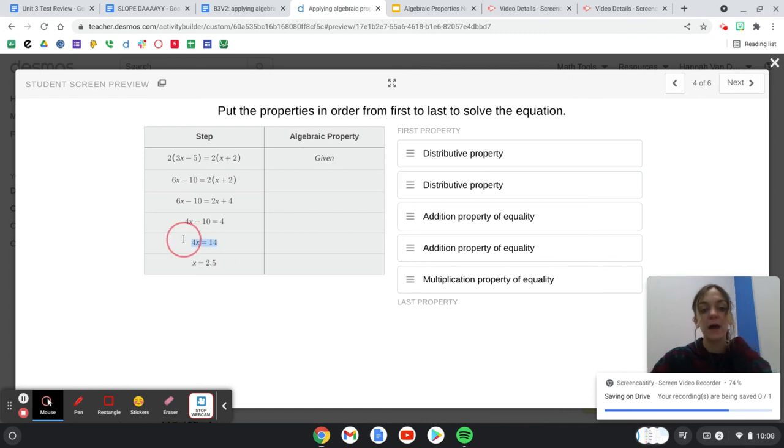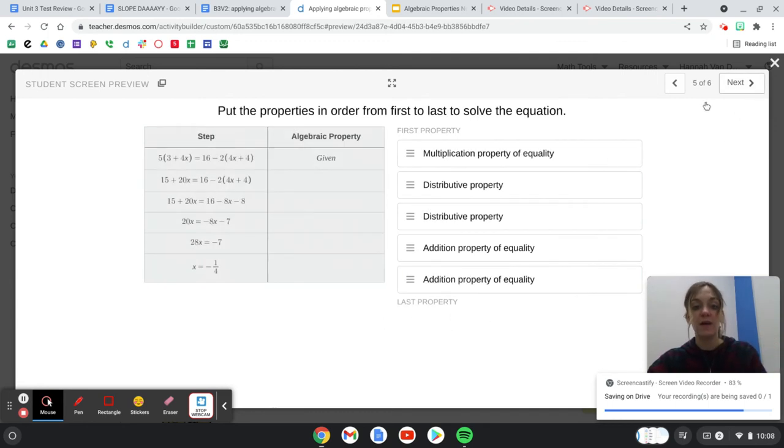But if I have 4x equals 14 and I'm getting x by itself, if I'm dividing by 4 on both sides, that's going to be the multiplication property of equality, because dividing by 4 is the same thing as multiplying by 1/4. So this is going to be my order. Now use this to help you with screen 5 as well.